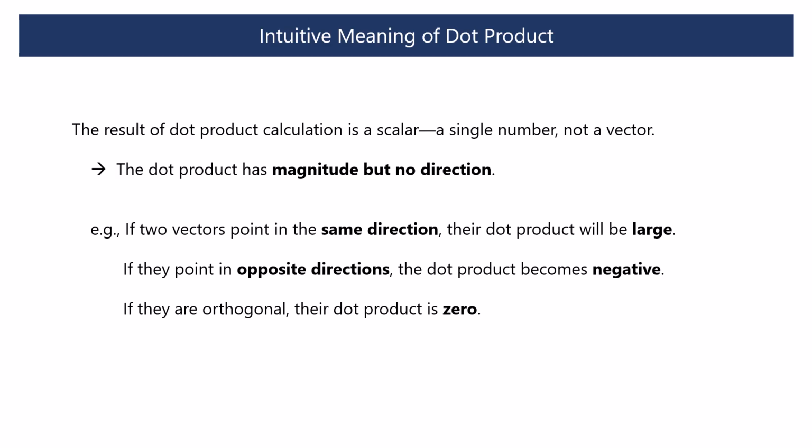This definition carries some intuitive meaning. For example, if two vectors point in the same direction, their dot product will be large. If they point in opposite directions, the dot product becomes negative. And if they are orthogonal, meaning they form a 90-degree angle, their dot product is 0. We will explore these geometric interpretations in more detail later. For now, please keep in mind that the dot product is essentially the sum of the products of corresponding components, and the result is always a scalar.